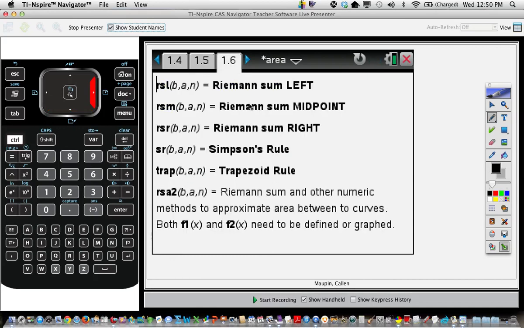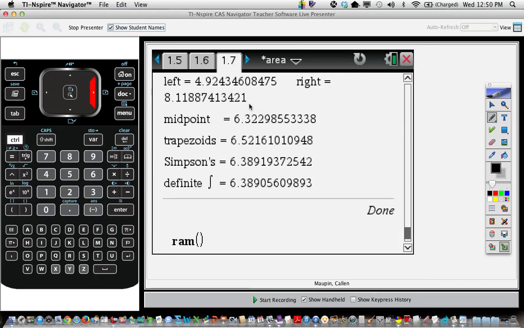If you only wanted the left, you could do RSL. If you only want the midpoint, you could do RSM. If you only want the right, you could do RSR. And Simpson's rule is that. Okay, so now go to the next page. And on the next page, they give you just a blank calculator page. Now it says RAM. Go ahead and delete that. And let's just type RSA. Oh, wait, delete that. Sorry.